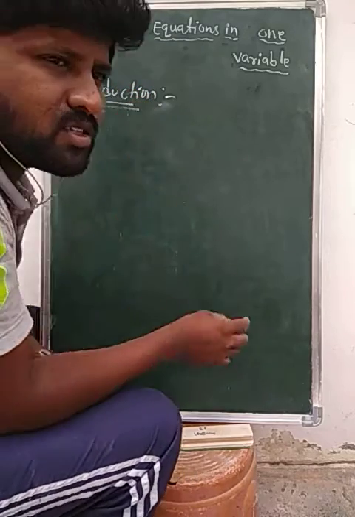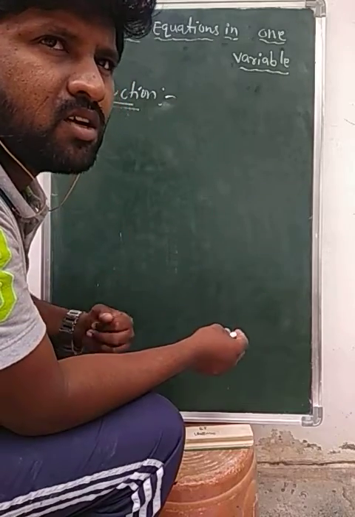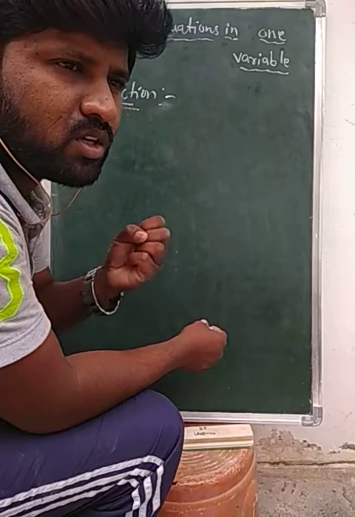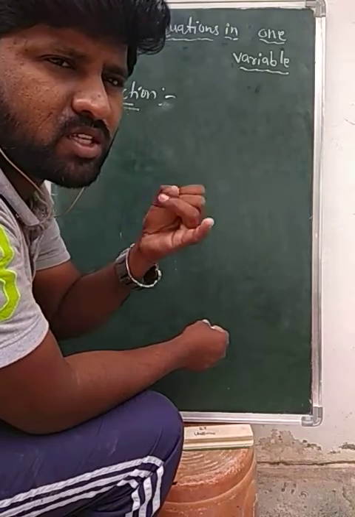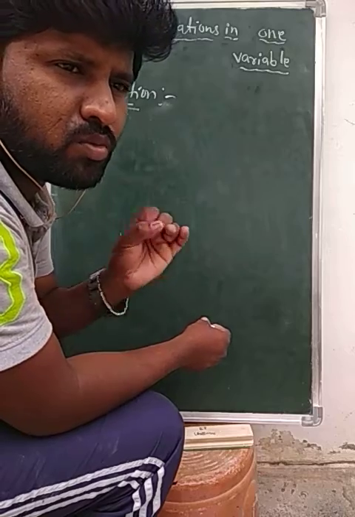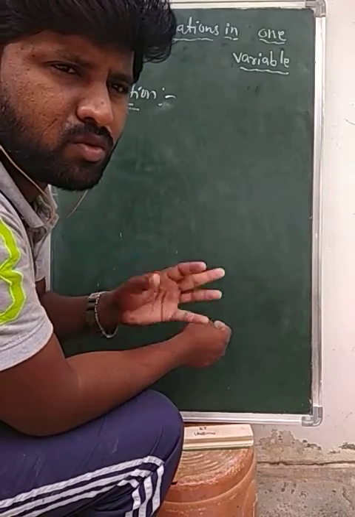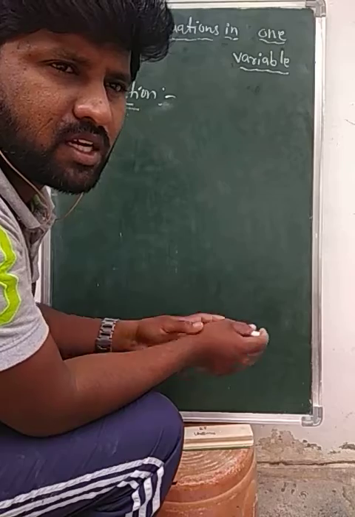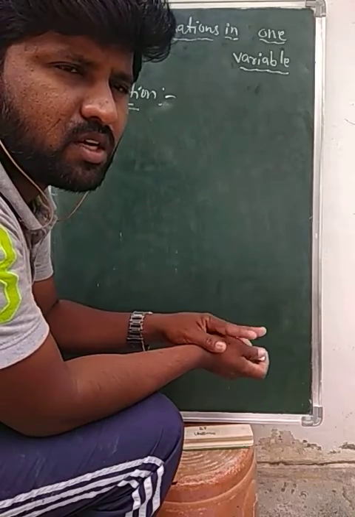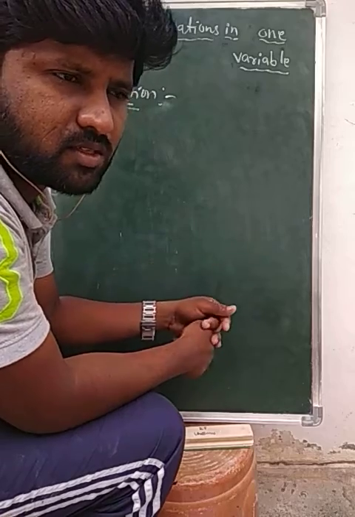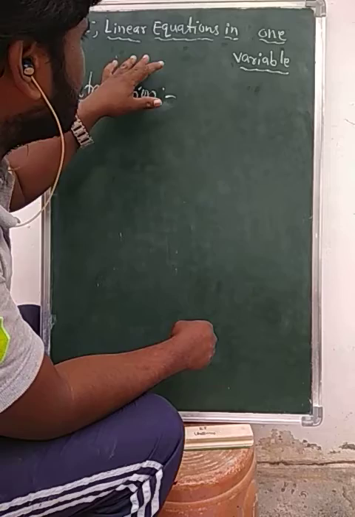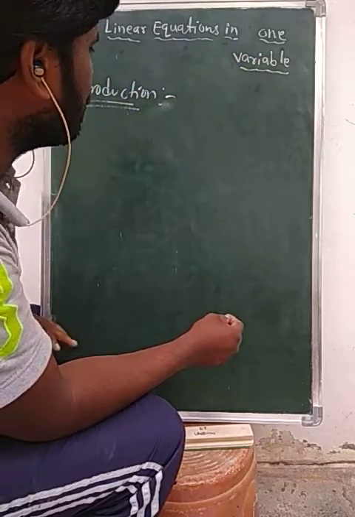In previous classes we learnt what is an algebraic expression, what are terms, what is a constant, what is a variable, and what are monomials, binomials, trinomials, etc. Addition and subtraction of algebraic expressions we discussed in previous classes. Now in this class, linear equations in one variable.